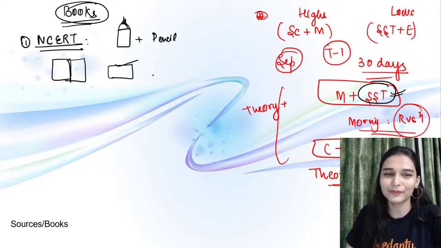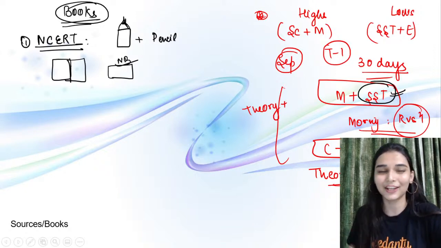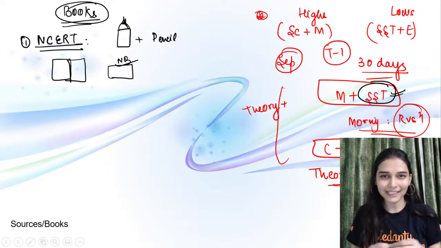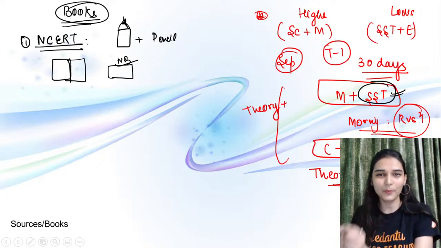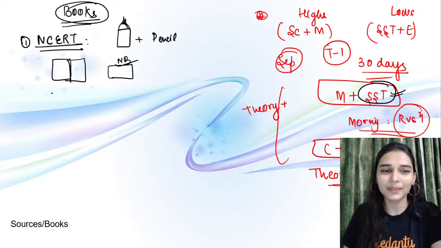Rough notebook or A4 size sheet, whatever you are taking. These are the 3 things that should always be present in your hand. Each time you are having NCERT textbook, take a highlighter, take a pencil and take a notebook. Okay, start reading the chapter. I am starting with chemical reactions and equations.